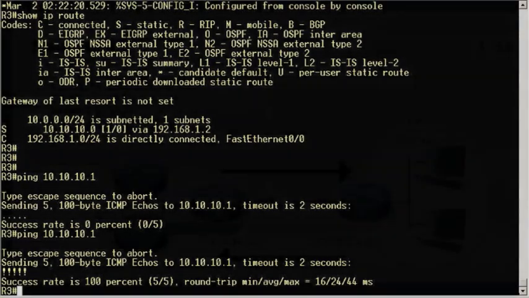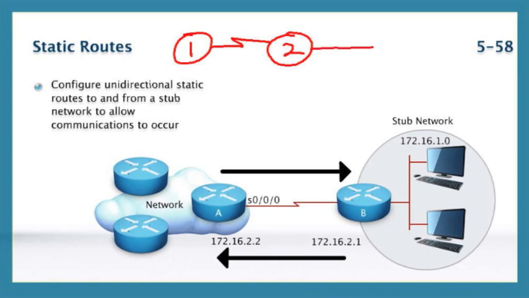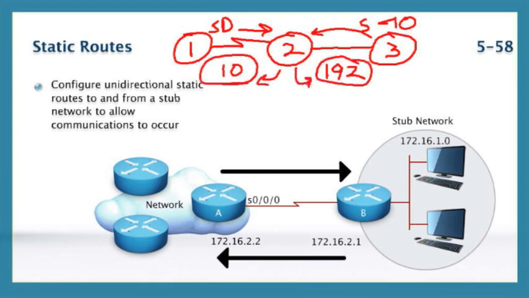Let me recap for you what we just did. We have R1 connected via a serial to R2, connected via a LAN to R3. Here's the 10 network. Here's the 192 network. We put a static route right here telling R3 how to get to the 10 network. And then we put a static default over here telling R1 to send everything to R2. R2, we didn't have to do anything at all because it's connected to both networks. R2 has full knowledge of both networks.